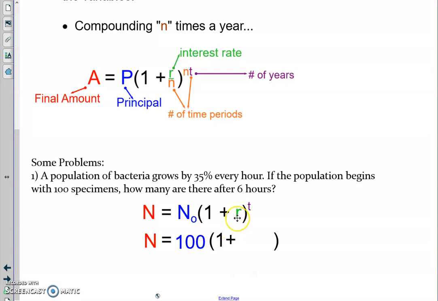Remember, R stands for the interest rate. I don't want that as a percent, I want that as a number, so I converted the percent into a decimal. And of course, the time is 6 hours. And so after 6 hours, we end up with about, notice the wavy equal sign, 605 bacteria. Well, that seems like a lot, but really, in terms of bacterial growth, it tends to be a lot faster than that. Let me show you an example, a real-world model of bacteria growing, and let's see what you think.